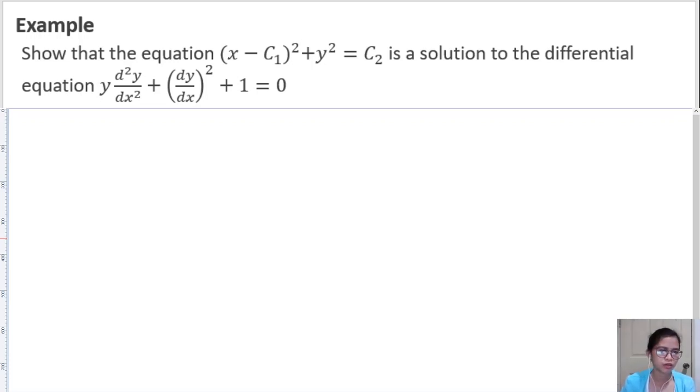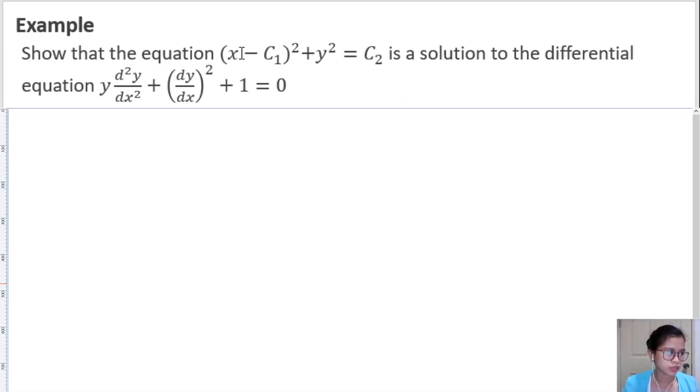Hello, so right now we will solve this example problem. Show that the equation (x minus c1) quantity squared plus y squared equals c2 is a solution to the differential equation y d squared y over dx squared plus (dy over dx) quantity squared plus 1 equals 0.